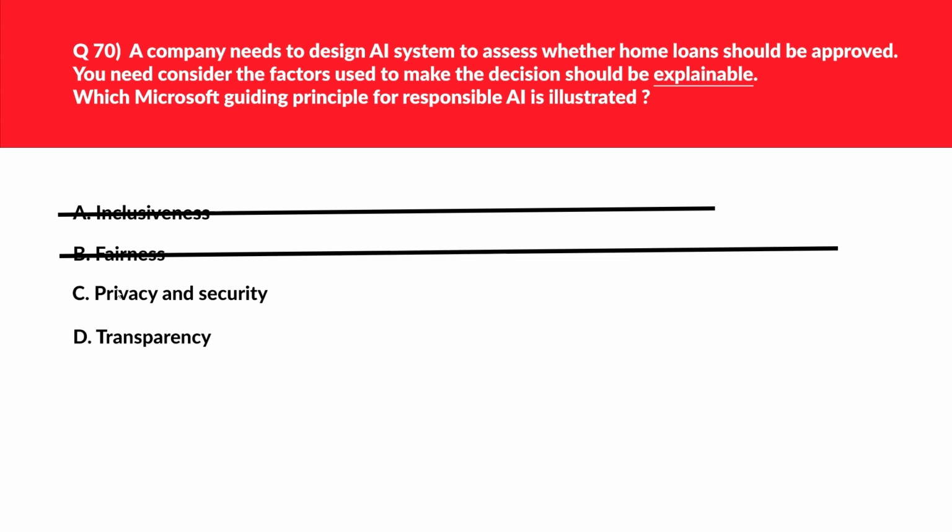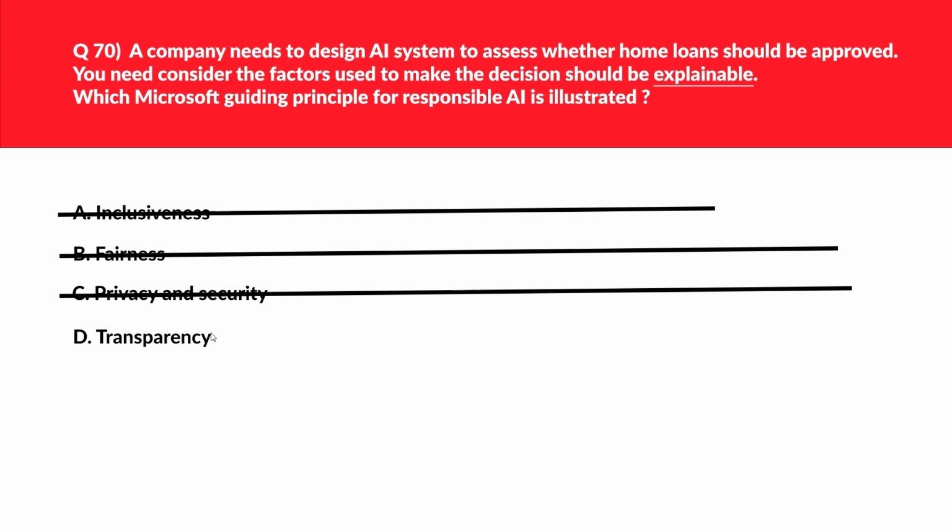So B is out. Now let's look at option C. C says privacy and security. There is no mention of personal data in the question, like email or any kind of phone number. Again, privacy and security doesn't come into picture. So C is out. We are left with transparency.